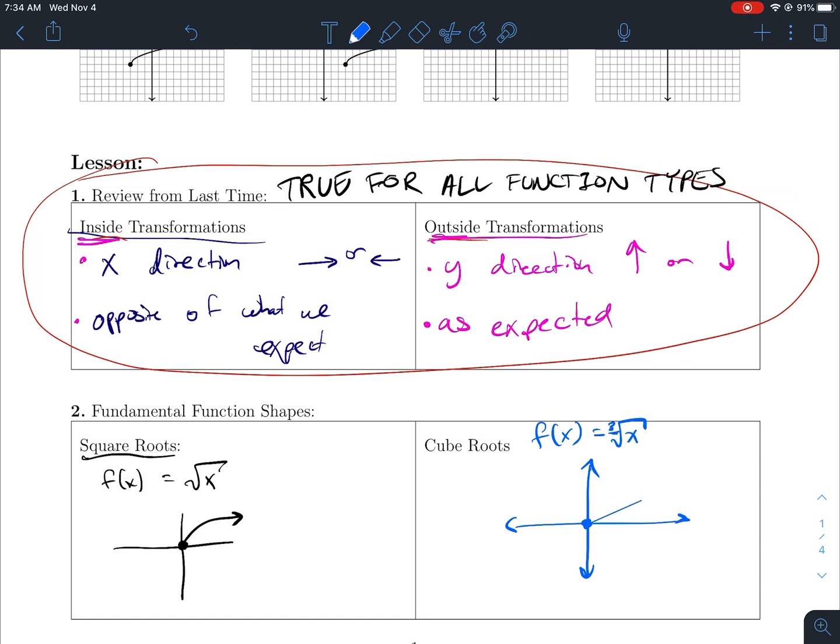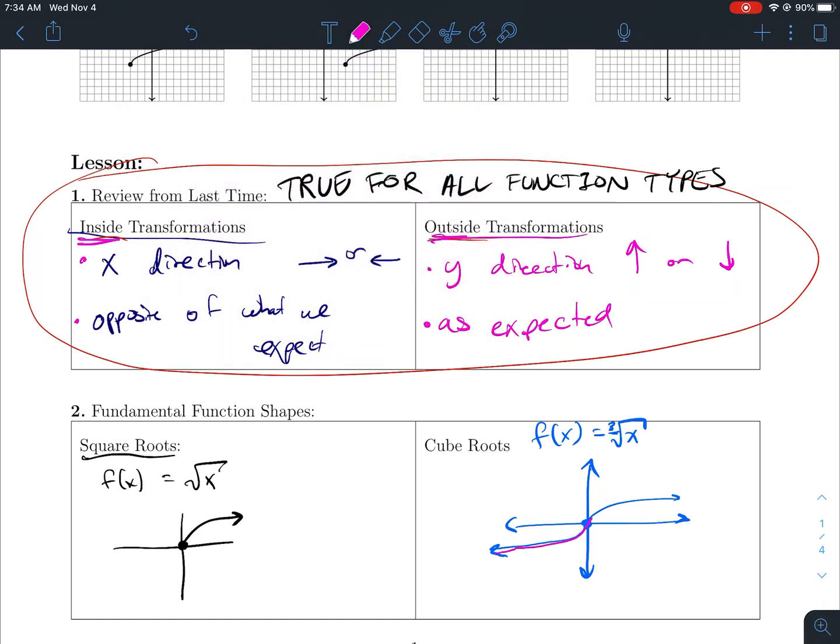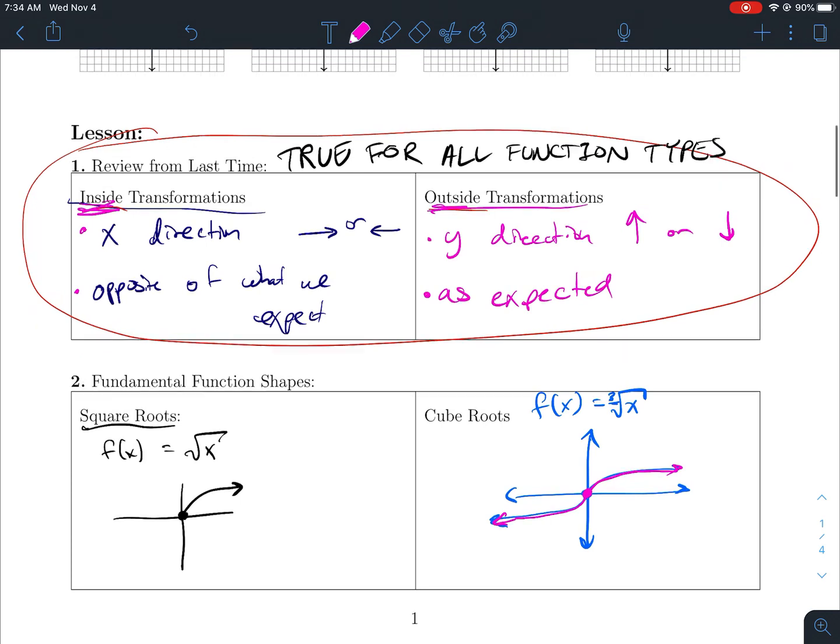When you see this cubed root, what that's going to mean is, okay, well, instead of having the square root shape, you're going to have the cube root shape, which looks very similar. It's got this shape here, and then it also has a negative part there. And so the cubed root shape is going to be this piece, like that. And again, we're going to focus on where this 0, 0 point moves. And it will be the same rules as last time with inside and outside transformations. So let's see an example of this in action.